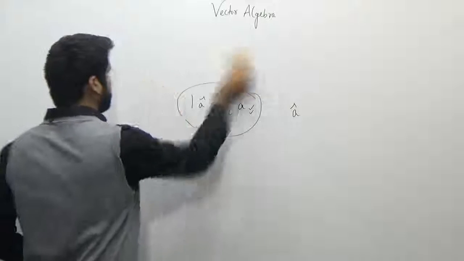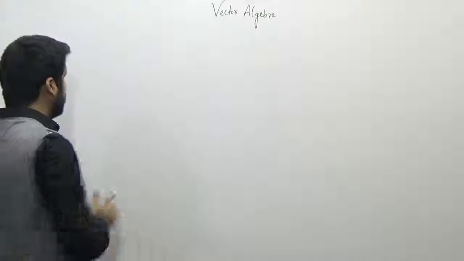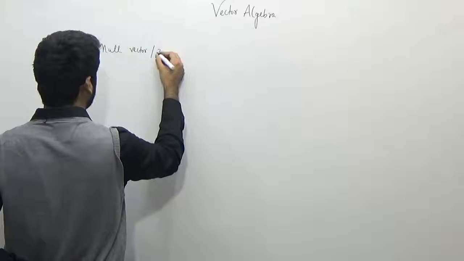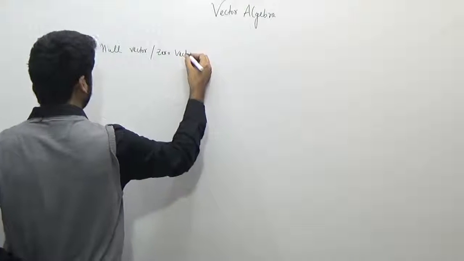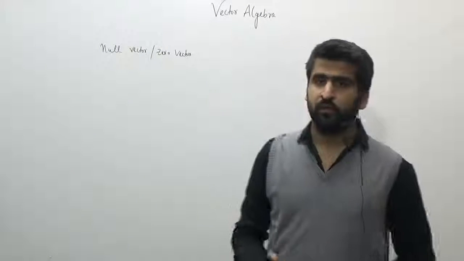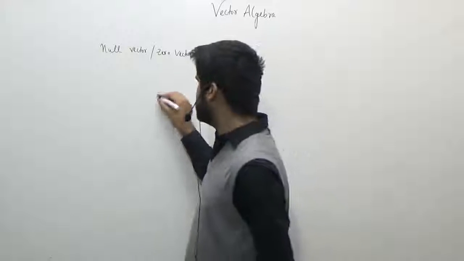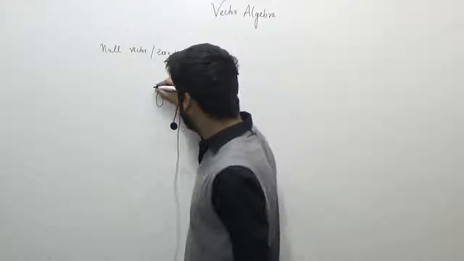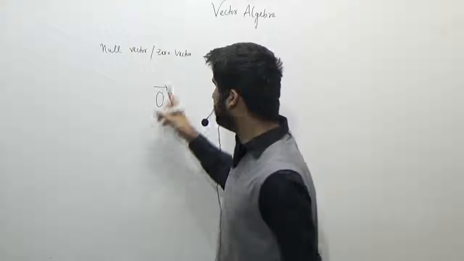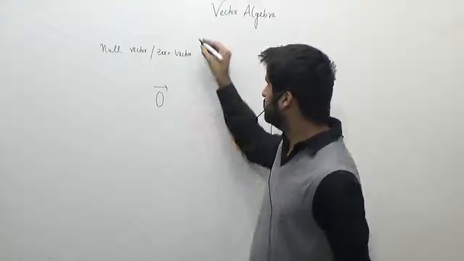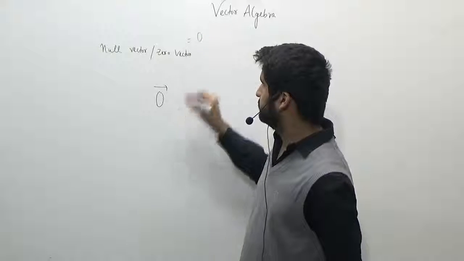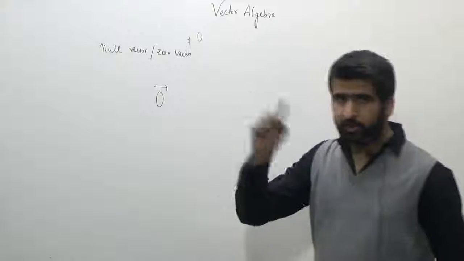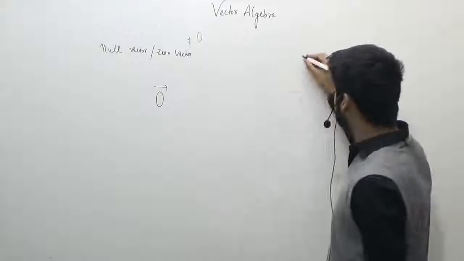Now let's see the next part, which is a null vector. Now what do I mean by null vector? From the name it is pretty much clear that null vector means the vector which has zero magnitude. Now the vector which has zero magnitude will obviously be 0. But we don't represent zero vector or null vector by just 0. We have to put a bar over here. So the null vector is represented by 0 vector. So you do not write the 0 vector like this. This is not the representation of 0 vector. The correct representation is you put a bar on the top. So that's the representation.